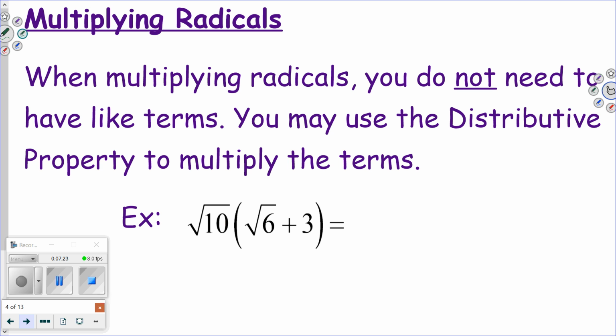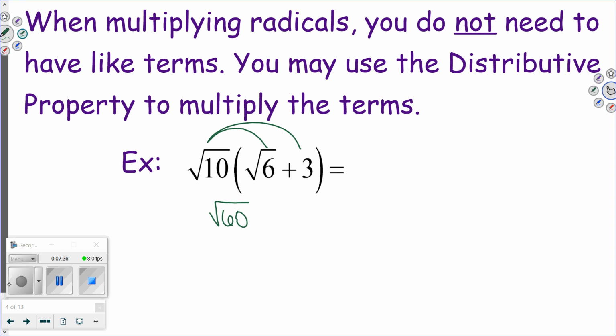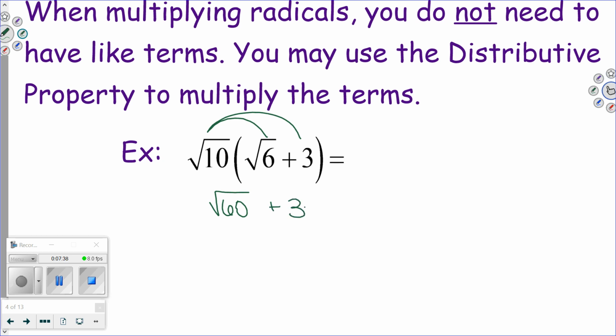So this one, I'm going to have to distribute, right? Radical 10 times radical 6 is what? That's radical 60. Radical 10 times 3, very good. That's going to be 3 radical 10. Remember, it has to be under a radical for them to multiply and actually change their number there. But I can multiply radical 10 times 3. It's just 3 radical 10, just like x times 3 is 3x. Right, same idea. Am I good here? Am I done?